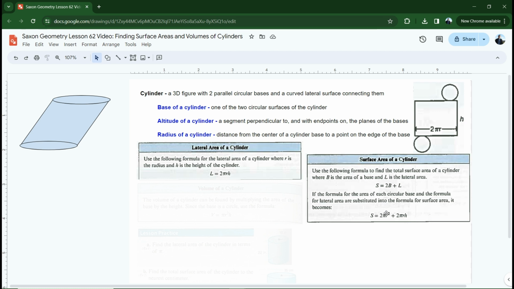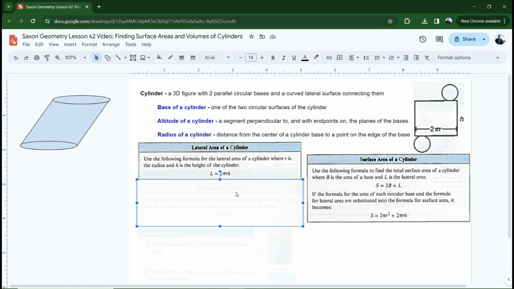And then if I'm expanding that equation out, it's going to be 2 times pi r squared, because pi r squared is the area of one of the bases. So multiply that by 2 because there's two bases, plus the lateral surface area, 2 pi r times the height.